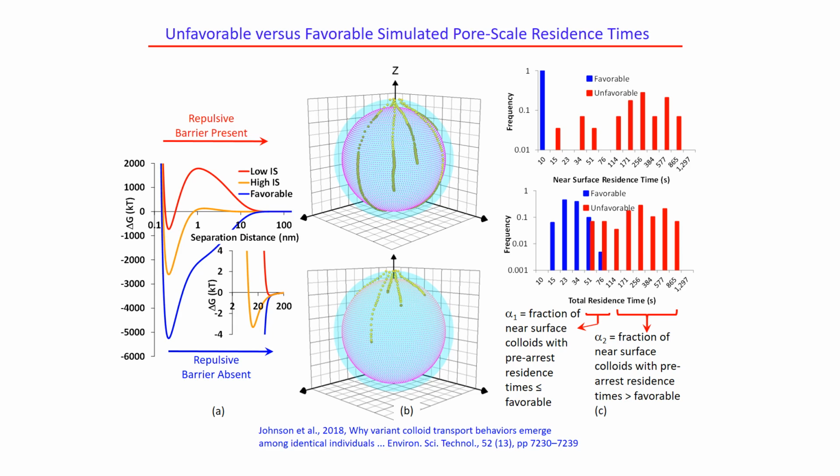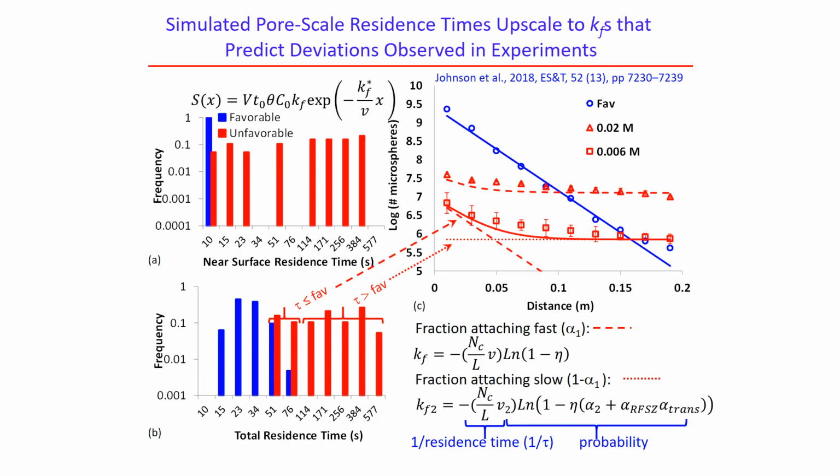continuum scale. So the top panel here for the Happel spheres is showing unfavorable conditions versus favorable conditions, and the dark green in the trajectory represents near surface transport. So that near surface residence time is much longer before attachment under unfavorable relative to favorable conditions. And so we can look at the histograms of those residence times, look at the overlap between favorable and unfavorable conditions, and note that there's a subpopulation under unfavorable that attaches fast, like favorable conditions, and one that attaches slow.